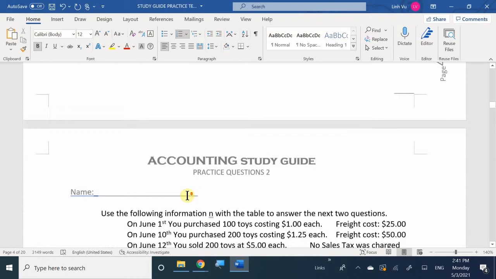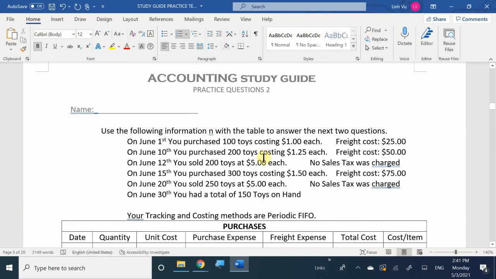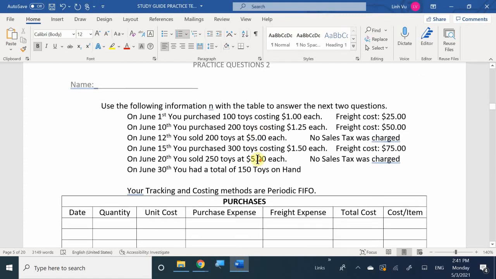All right. Now let's go ahead and do this again, but this time I need to make sure that you know that your tracking and your costing method is once again periodic, and this time it is FIFO. Okay. So let's go ahead and go through the scenario once again. Now notice this. No, they're the same. Okay, so let's go through each one.